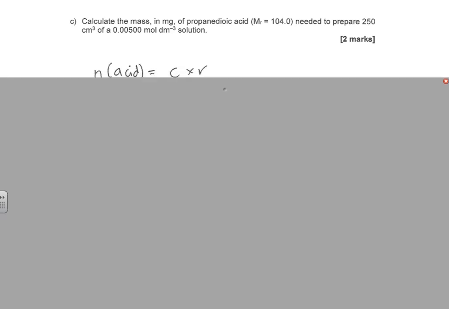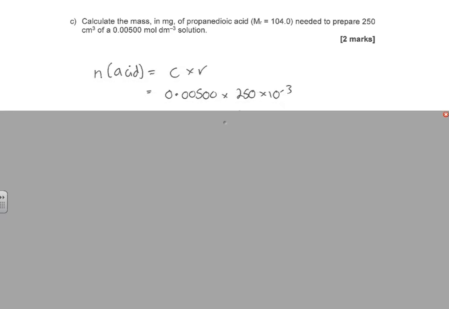To finish this question, there's a little calculation to do. I've got to calculate the mass of the propane dioic acid that I would need to prepare a standard solution should the concentration be 0.005 moles per decimetre cubed. Now, of course, it's a relatively straightforward calculation. I want to work out my number of moles of acid. That would be the concentration times the volume.